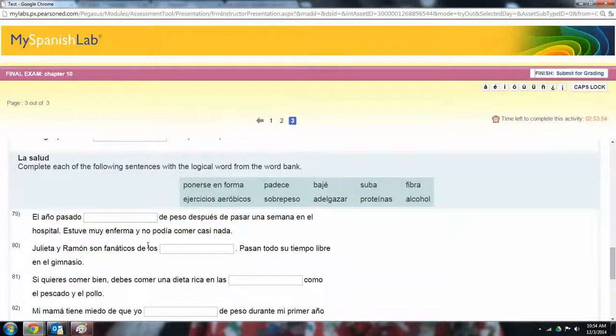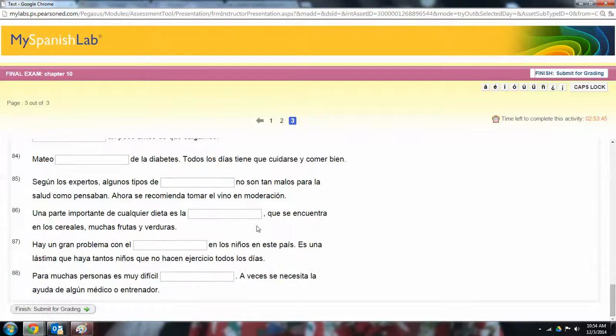"La salud." Complete the following sentences with the logical word from the word bank. So you just read these sentences and you pick the word that would best complete the sentence. And that's it.